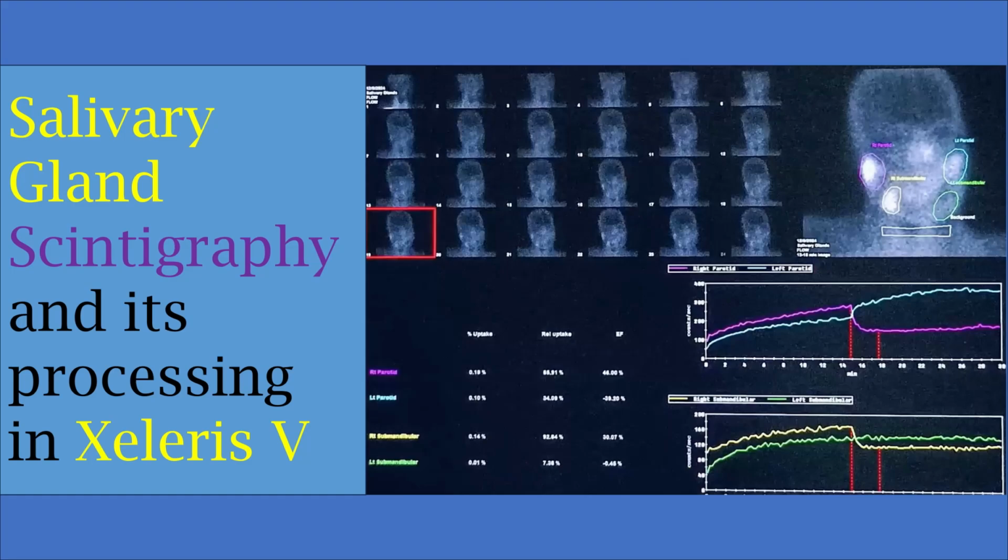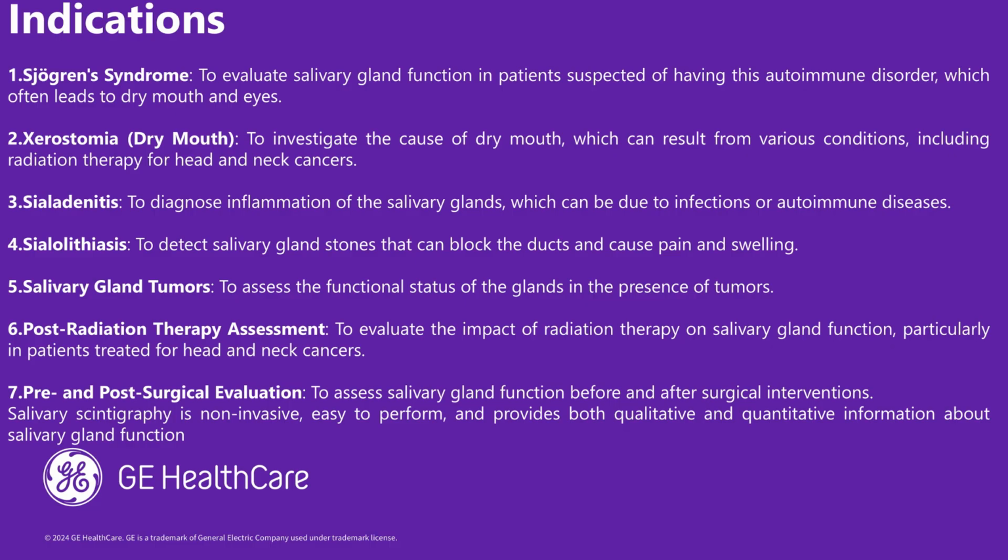Today we are going to learn salivary scintigraphy, and here is the presentation for the salivary scintigraphy protocol. Here are some indications listed, like Sjogren's syndrome, to evaluate the salivary gland function in the patient suspected of having this autoimmune disorder, which often leads to dry mouth and eyes. Xerostomia, that is dry mouth, to investigate the cause of dry mouth, which can result from various conditions including radiation therapy for head and neck cancers.